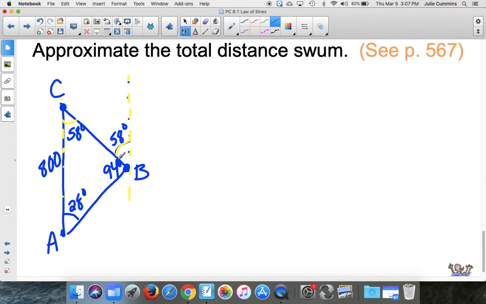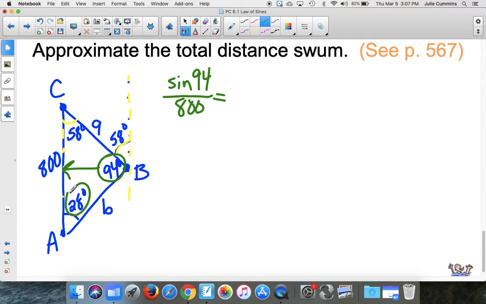Okay, we want to find the total distance that we swim, so we need to find side A and side B. So let's get started. We'll start with the pair that we know. We need 94 and 800, so the sine of 94 over 800 equals, doesn't matter what we find next, we'll say the sine of 28 over A. That's supposed to be an A. It looks like a 9, but it's an A.